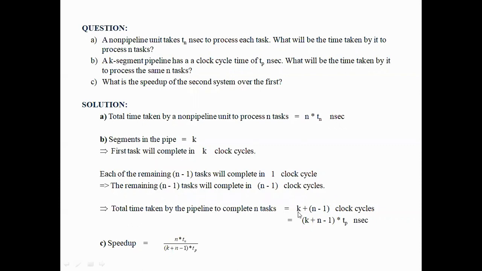For the first task it is k clock cycles. For the remaining tasks it is n minus 1 clock cycles. So we add them up, it will be k plus n minus 1 clock cycles. And what is 1 clock cycle? That is also given in the question. 1 clock cycle is TP nanoseconds. So the final answer we get is that the total time taken for n tasks to complete in a k segment pipeline is this much.